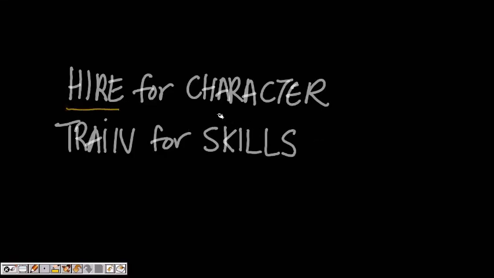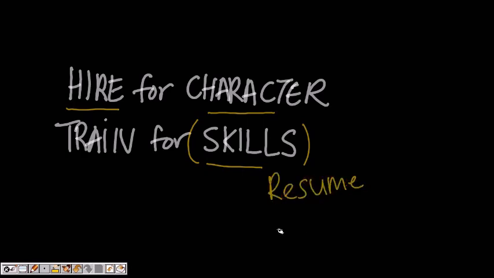How do you hire for character and train for skills? Now, skills is something that is quite easy to determine. You take a look at the person's resume, you look at past performance, and you have an indication of his or her skills for the job that it's open.